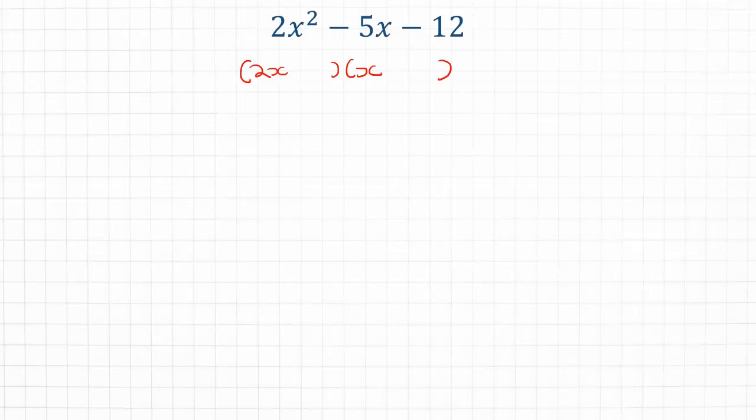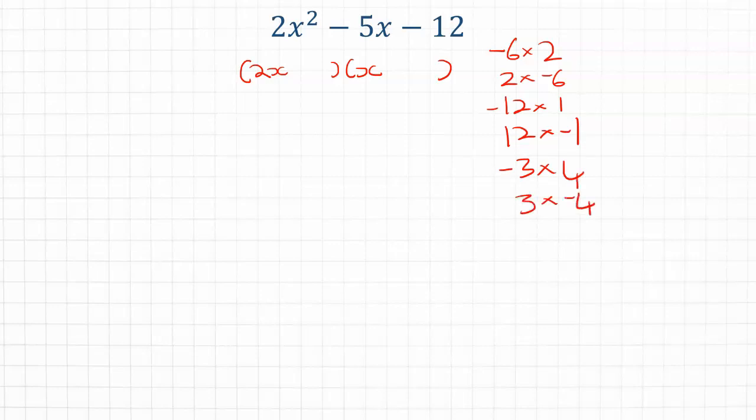12. Minus 12 has factors minus 6 and 2, 2 and minus 6, minus 12 and 1, 12 and minus 1, 3 and minus 4, and 4 and minus 3. We are looking for the combination that when put in the brackets gives minus 5x as the middle term when the brackets are multiplied out.